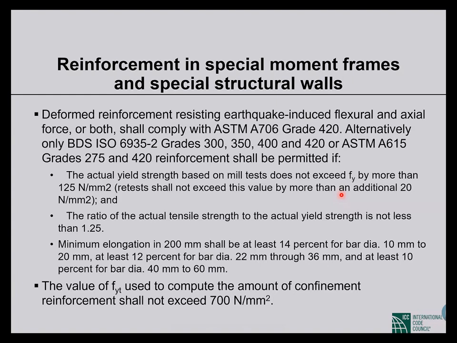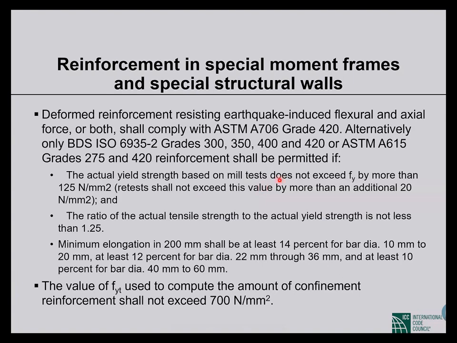This is very important. Now, you can use ASTM A615 grades 420 or 275, or BDS ISO, these standards, if the actual yield strength based on mill test does not exceed fy by more than 125 megapascal, and so on. It is always bad to have higher yield stress, as that reduces the ductility that we want for seismic design.